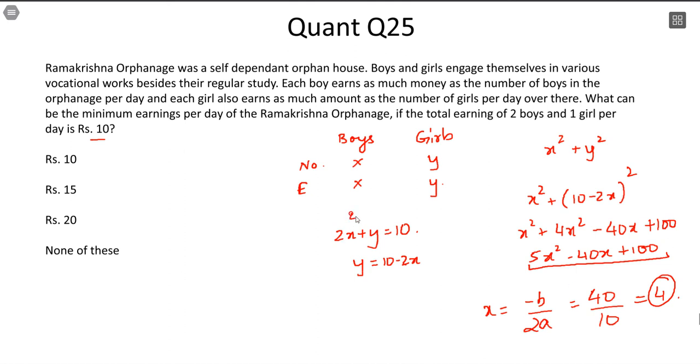If x is equal to 4, y will be equal to 2. So the earning in that case would be 16 plus 4 or 20. Answer to the question will be 20. The other way that I talked of, as soon as you realize these have to be integers only, you can happily go ahead and check values.